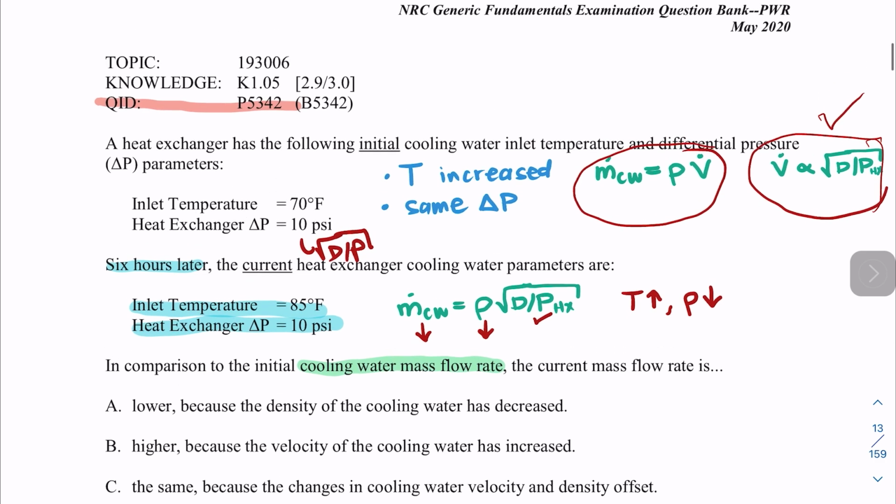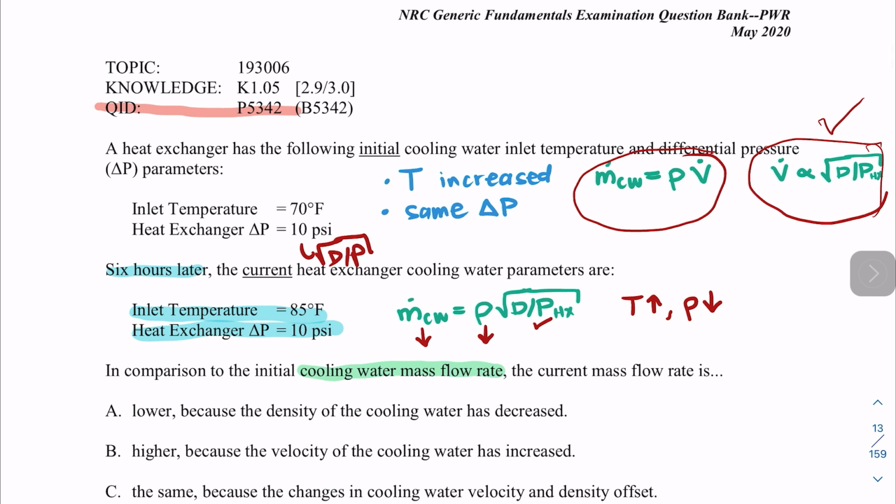But okay, now what is this asking me? It is asking me, what is the current mass flow rate, right? So now that we figured that out, let's try to figure it out. What's my flow rate from my cooling water system? I know that my differential pressures are the same, right? My differential pressure is not changing, but I know that my temperature is increased.